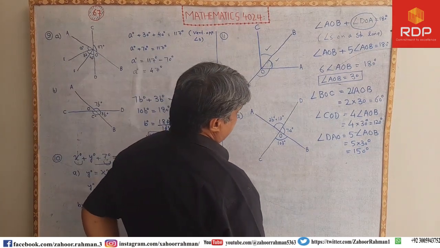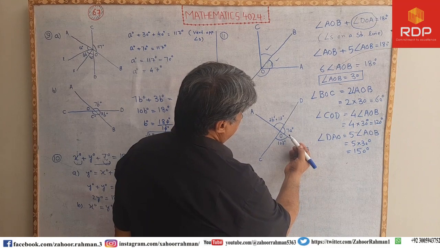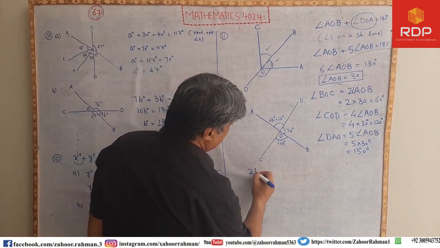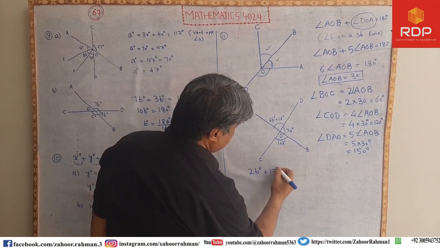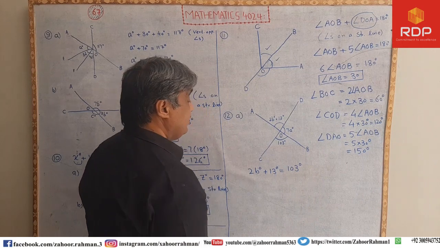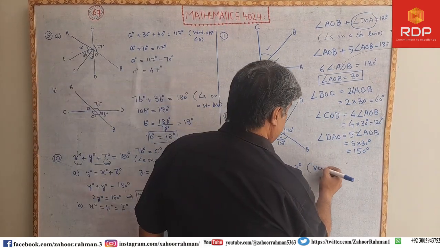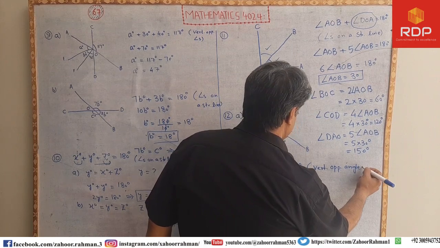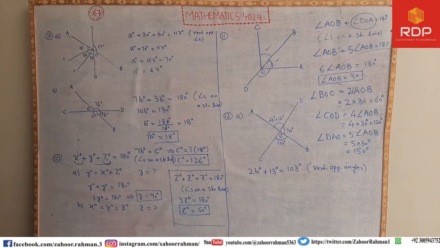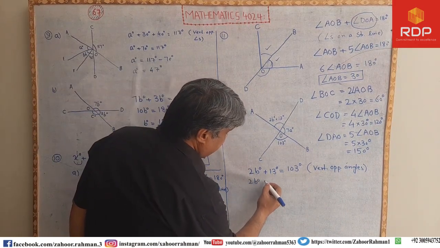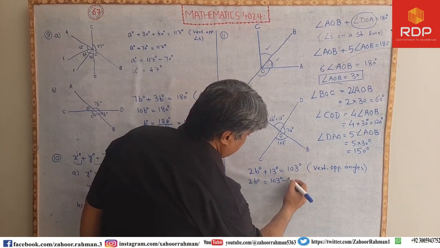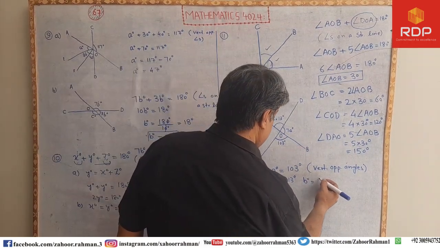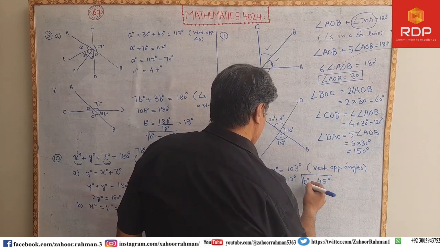First of all, we have to find the value of B. So we can write 2B degree plus 13 degree is equal to 103 degree, vertically opposite angles. Vertically opposite angles theorem is used here. So we can write 2B degree is equal to 103 degree minus 13 degree, which is 90. So I am writing that B degree is equal to 45.